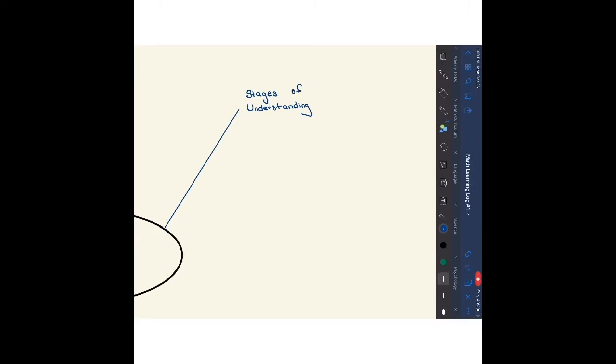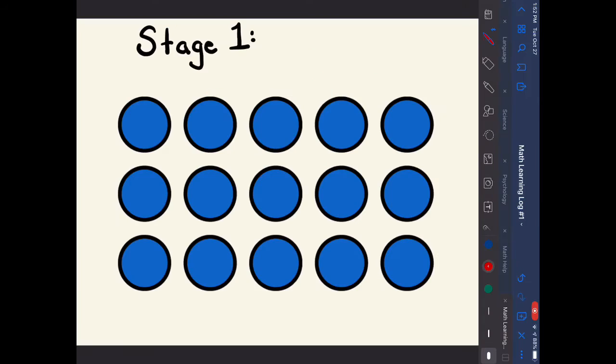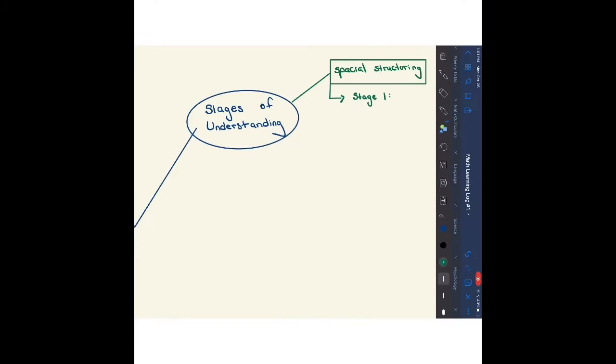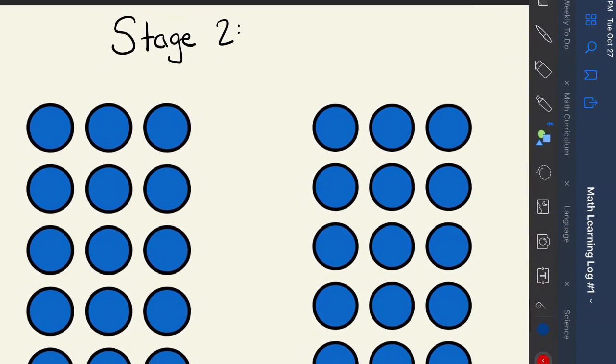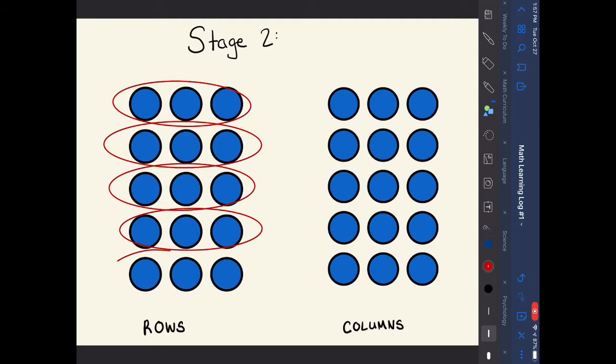As discussed in class, there are 4 stages to understanding the array as spatial structuring. Stage 1 is where learners do not see rows and columns, but may only see borders. The second stage is where learners can only see one dimension, and this is either rows or columns.